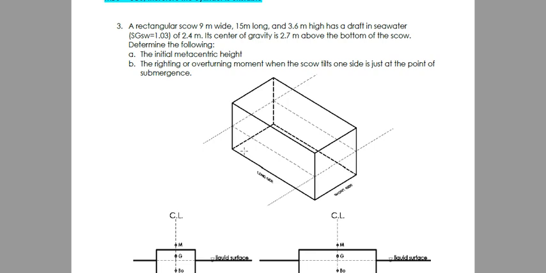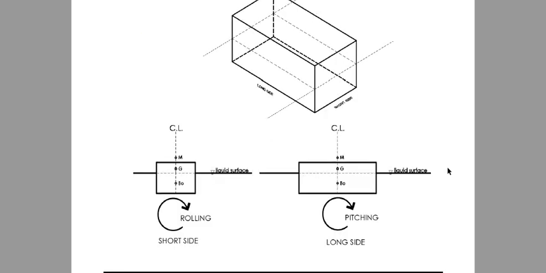We have the long side and the short side here, and we usually analyze the more critical side, which is actually the short side. Let's look into this illustration. If we analyze the short side, the barge or the scow would tend to roll. The mode of failure we call rolling. So when it overturns, it rolls.